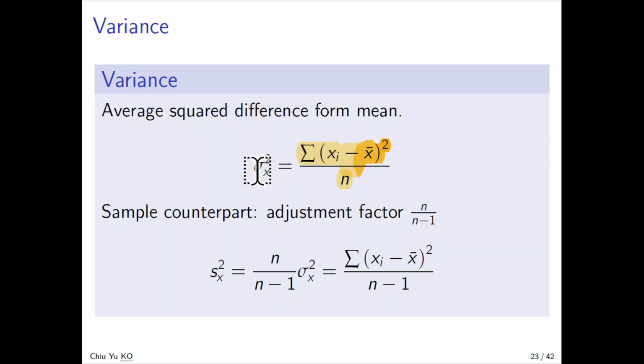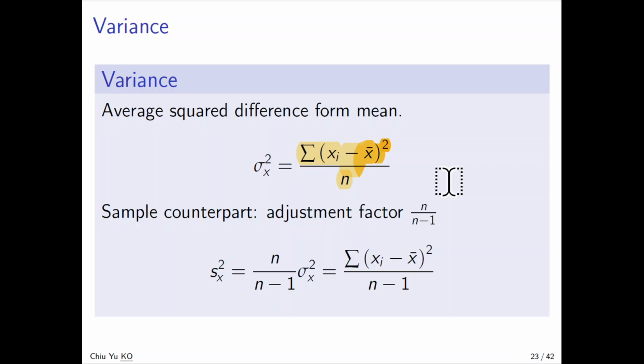Very often we don't use this exact form. We will not divide by n, but divide by n minus 1, an adjustment factor of n over n minus 1. This adjustment factor is not crucial when n is big, so it's more like a small sample adjustment. When the sample size is smaller, this adjustment factor is more significant.